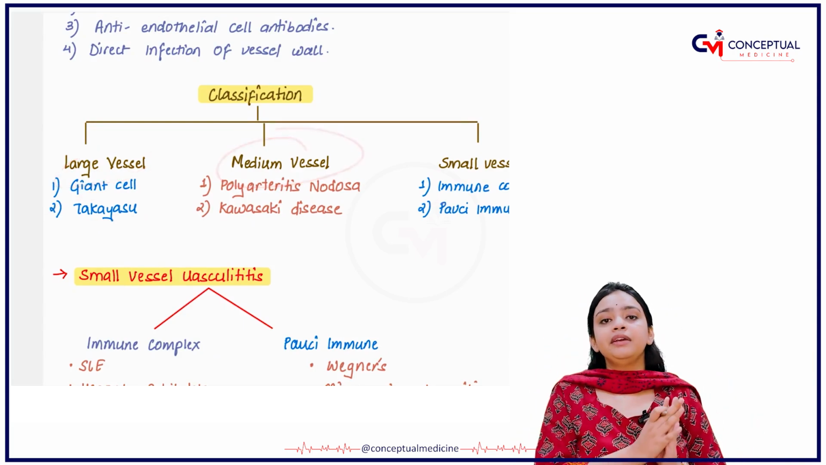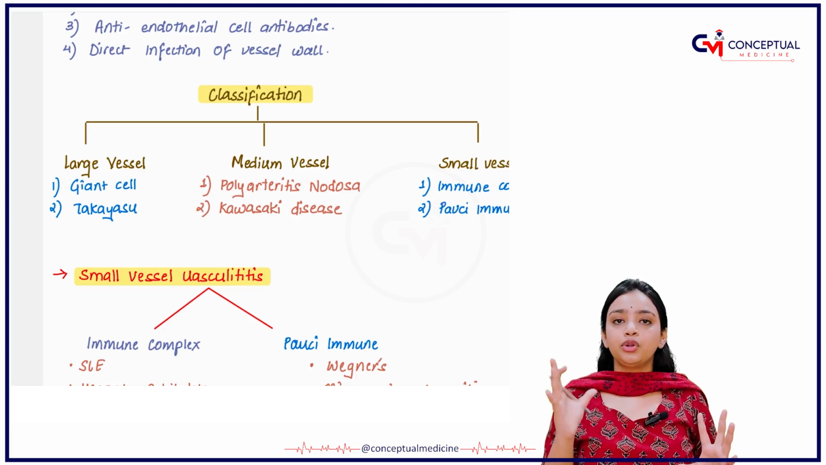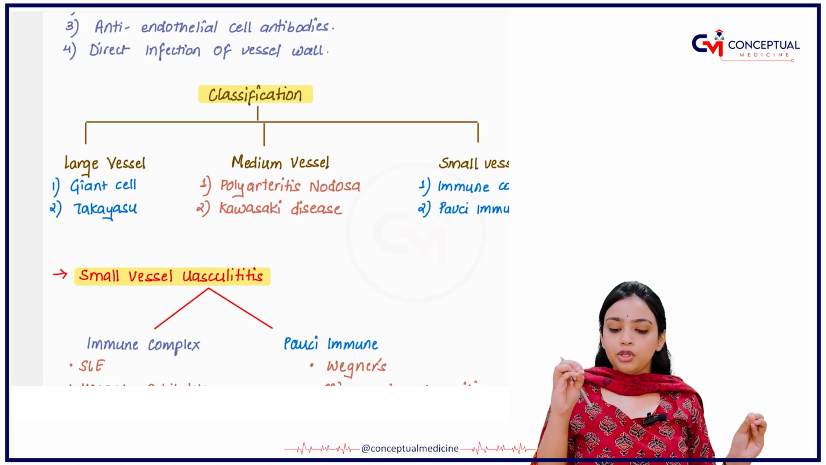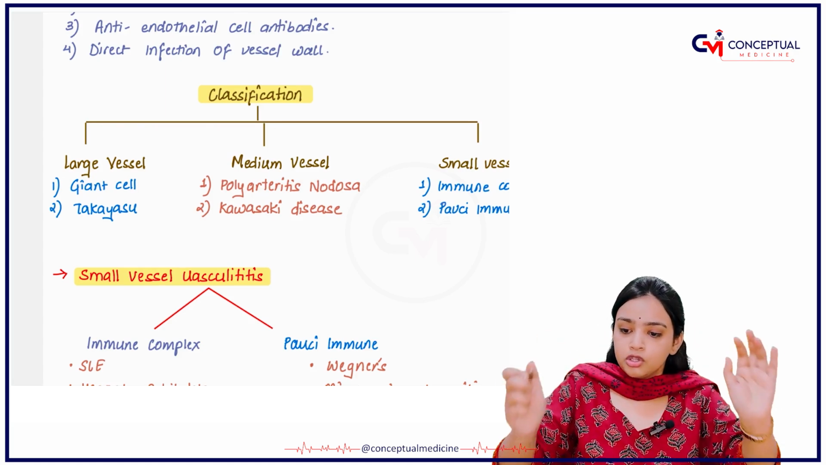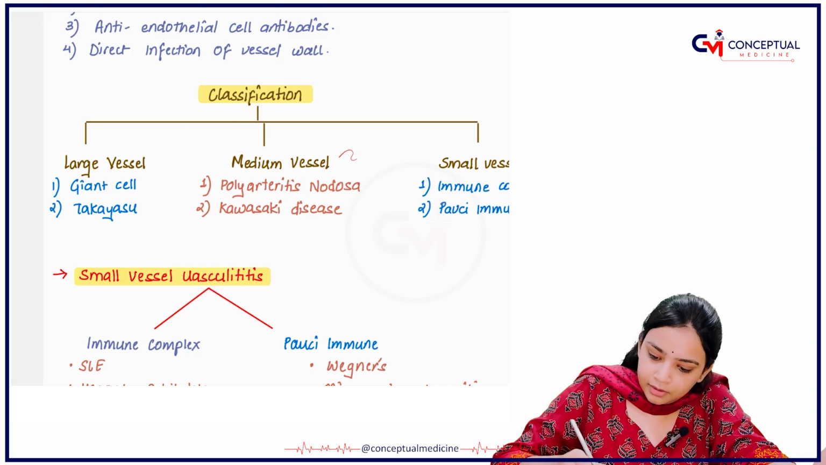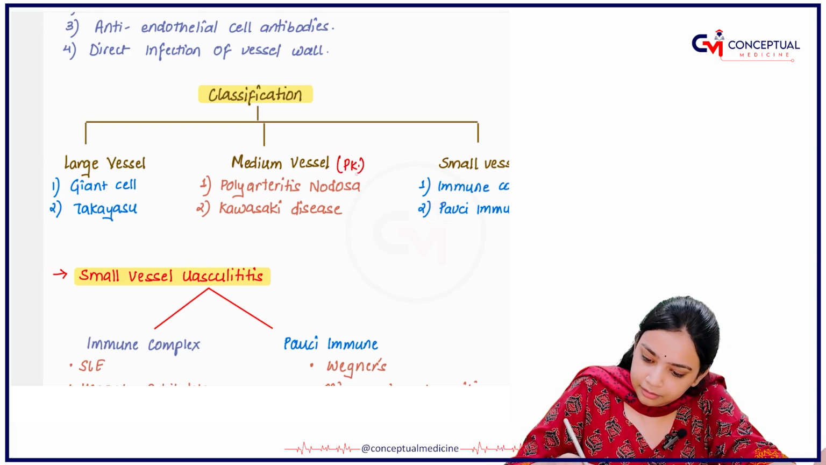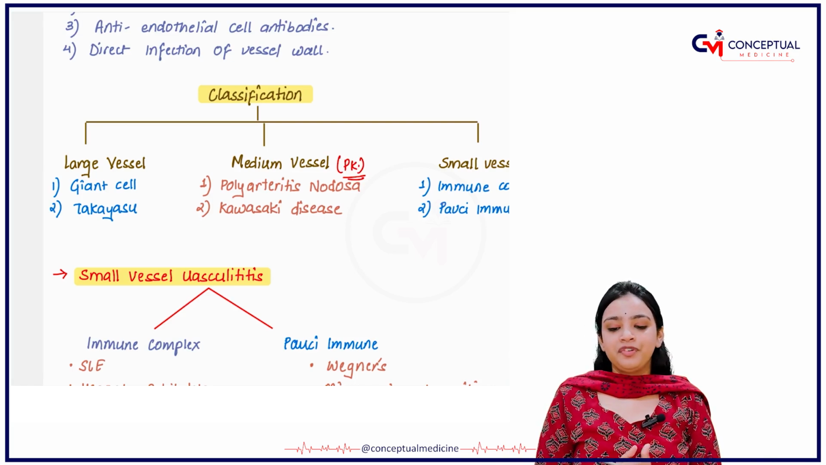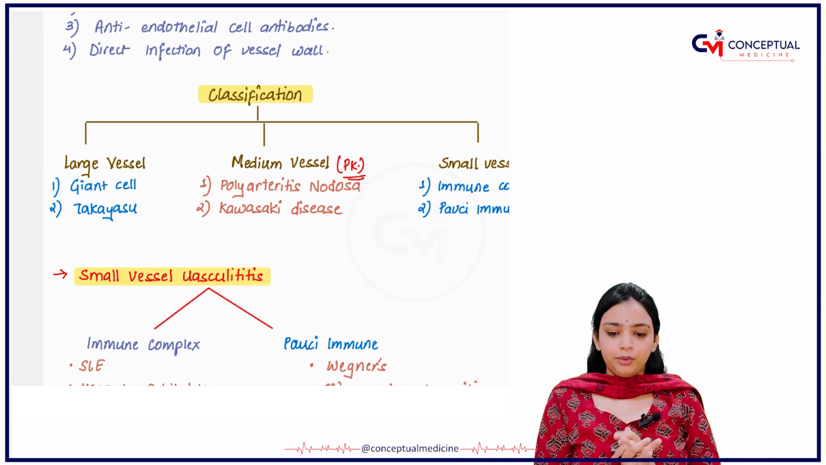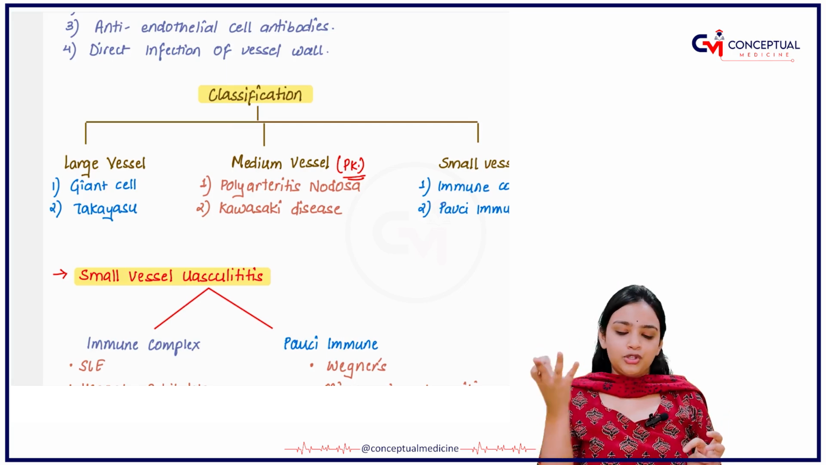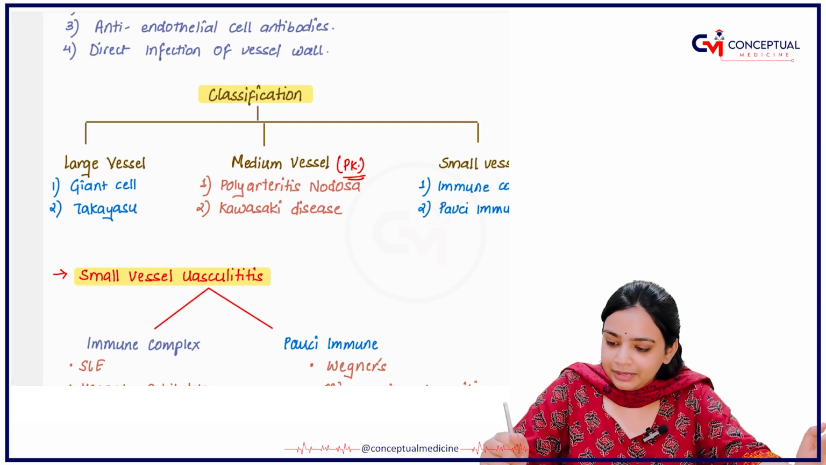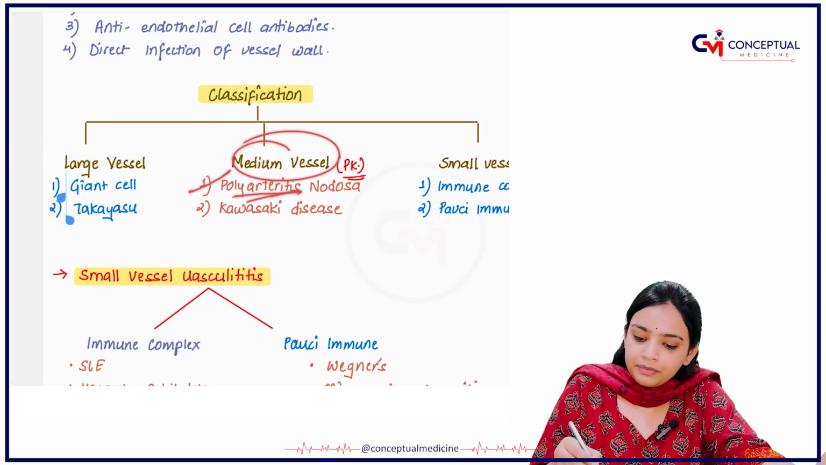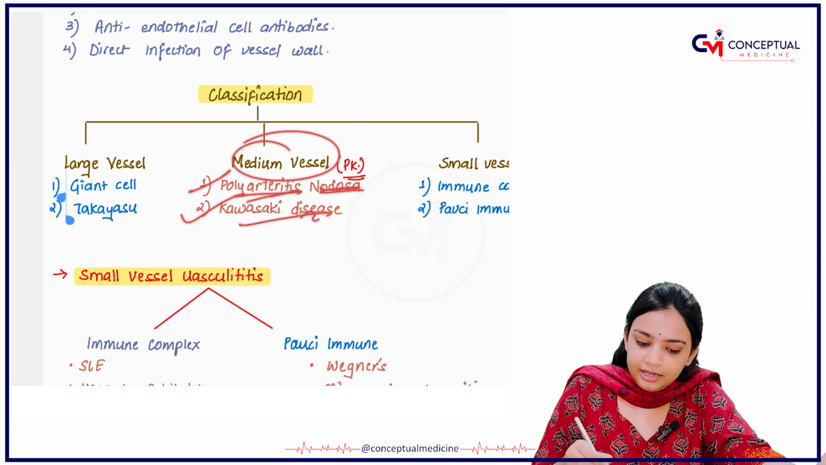Medium vessels. In the medium vessels, you have the polyarteritis nodosa and the Kawasaki disease. So remember the mnemonic of PK. Have you watched that movie PK? If not, then after seeing this mnemonic, please watch the movie PK. It's a very good movie, although I'm not doing any promotion. If you want to watch, you can. It's your choice completely. So in the medium vessels, you have the polyarteritis nodosa and the Kawasaki disease.